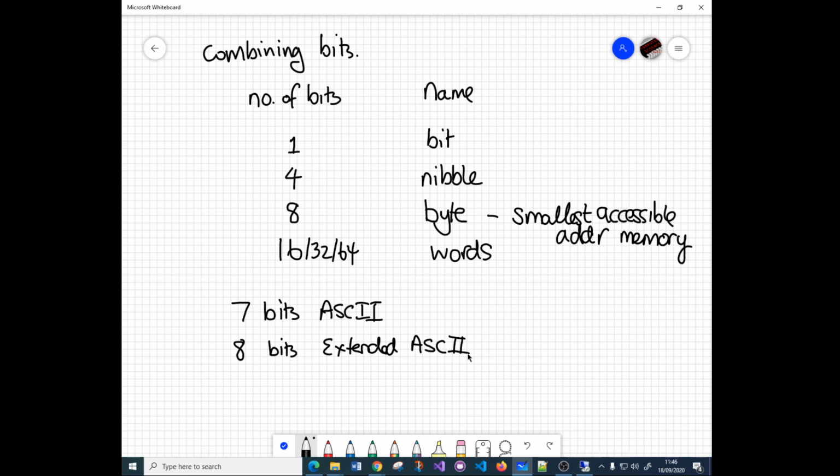Can anyone remember off the top of their head how many characters, symbols you can have with 7-bit ASCII? 128. What does normalise mean?